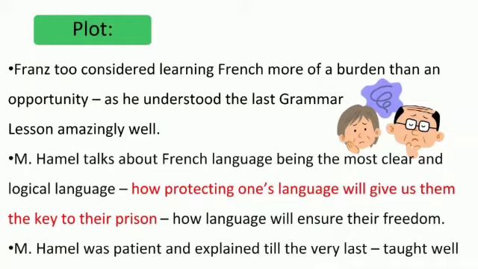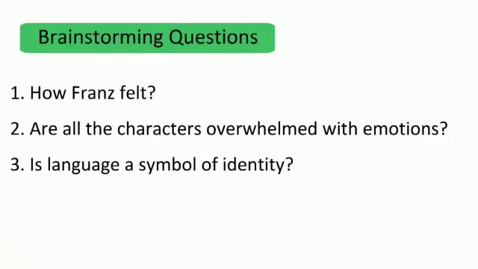Now all of you know it is the time for brainstorming questions. So your first question is how Franz actually felt. This was all very unexpected. How did he actually feel? Do you think that all the characters involved are overwhelmed with emotions? Are they just replete with emotions? Also comment on how do you think language symbolizes your identity. Is language and identity connected with each other? Are they both the different parts of the same coin?